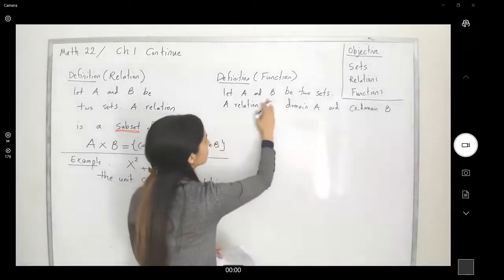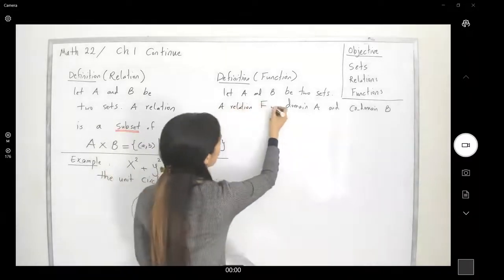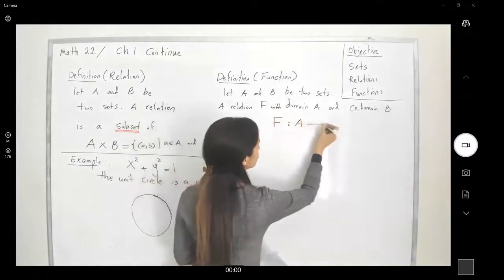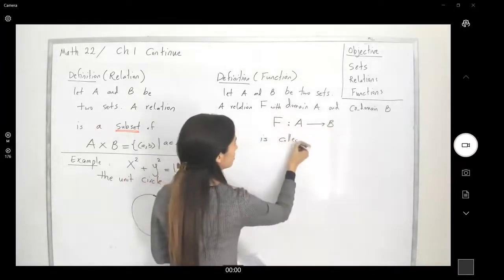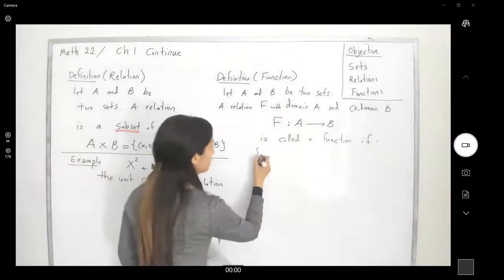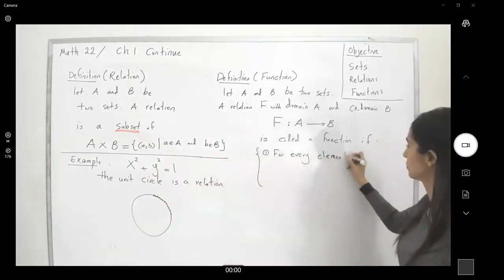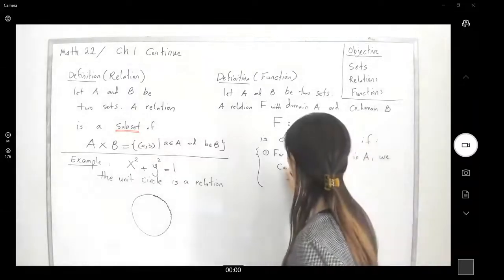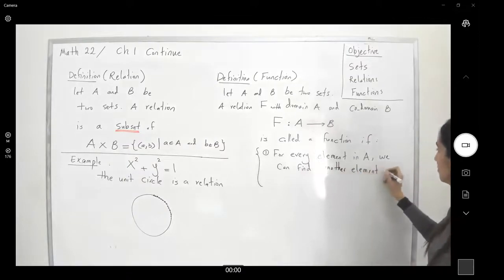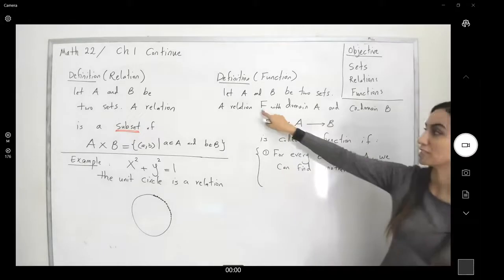A relation like F with domain A and codomain B, which we represent this way, F: A to B, is called a function if it satisfies these two conditions. First of all, for every element in A, we can find another element in B, such that they are connected together, they are in relation with each other using F.